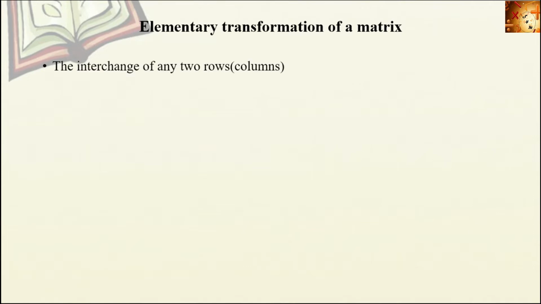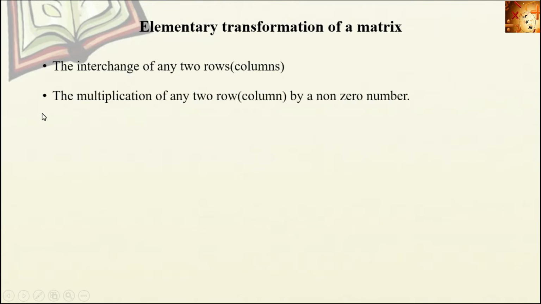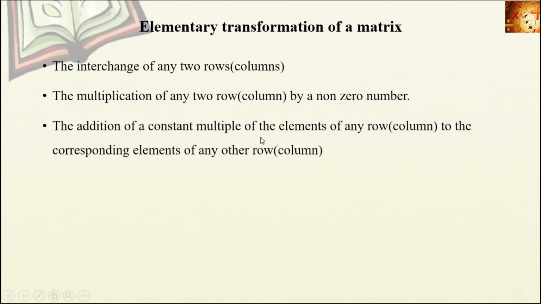First one, we can interchange any two rows or any two columns of a given matrix. Second one, the multiplication of any row or column by a non-zero number, that is, we can multiply a row or a column with a constant. Next one, the addition of a constant multiple of the elements of any row or column to the corresponding elements of any other row. These are the elementary transformations which are used while solving a system of equations by the Gauss elimination method.